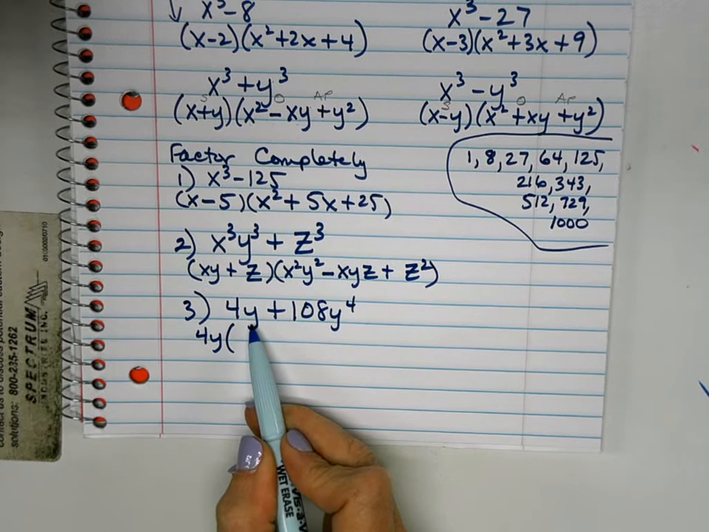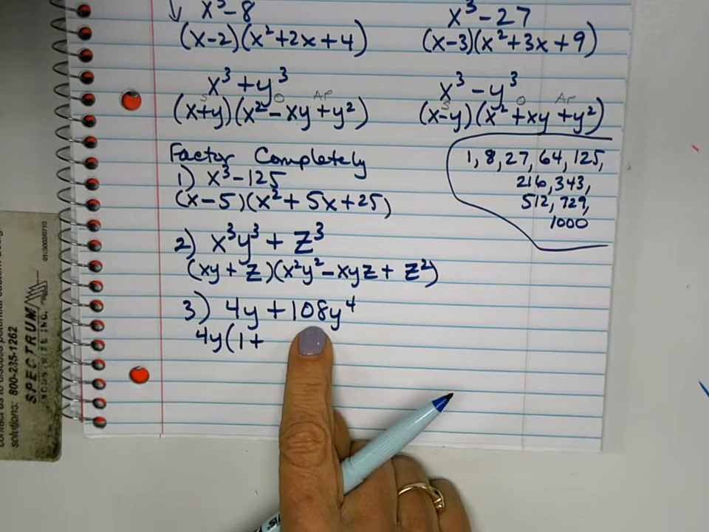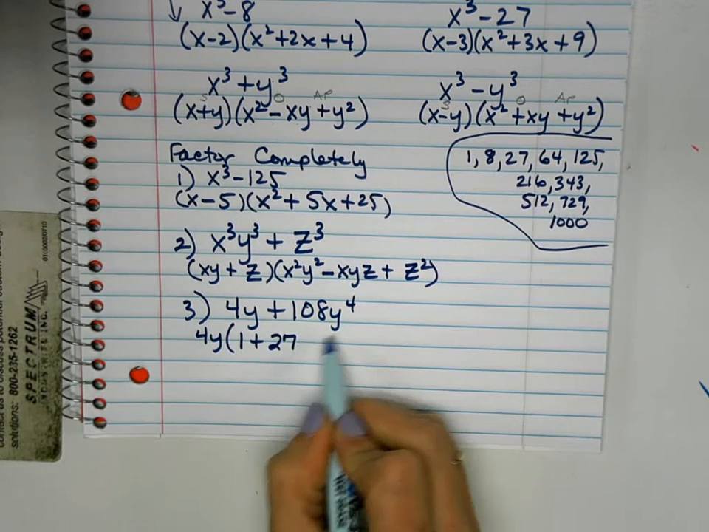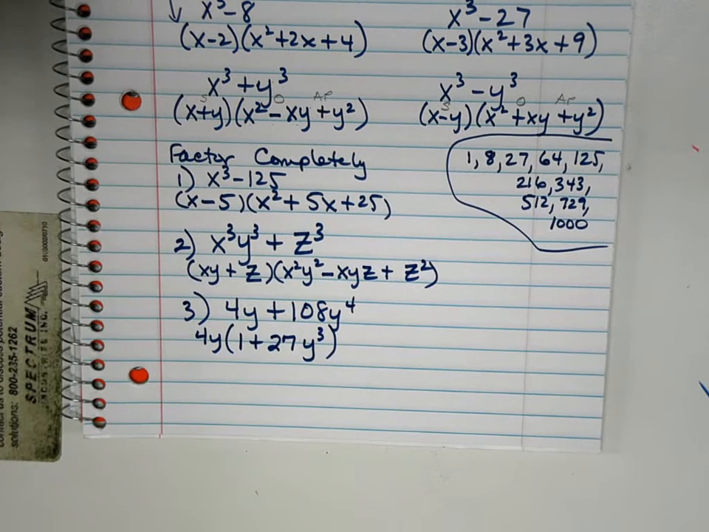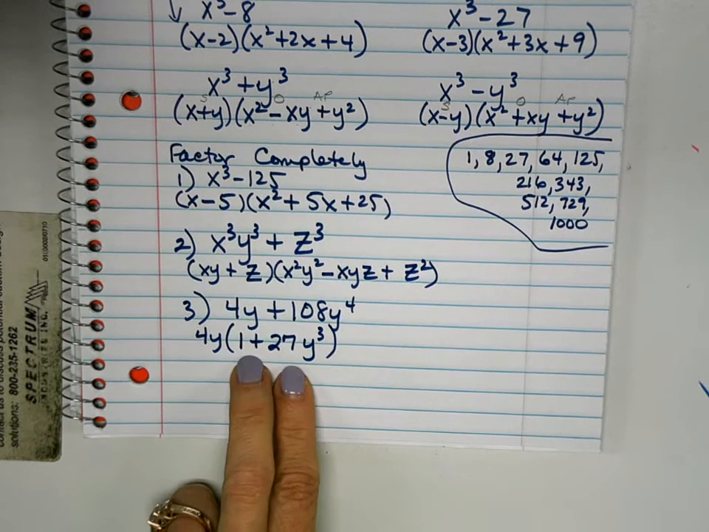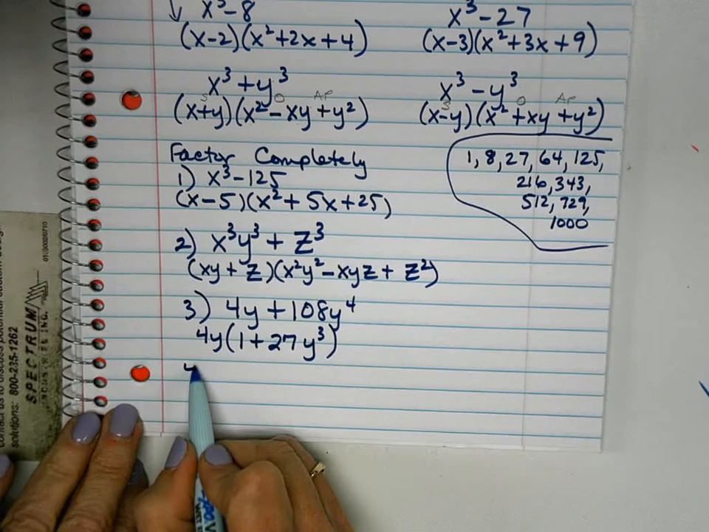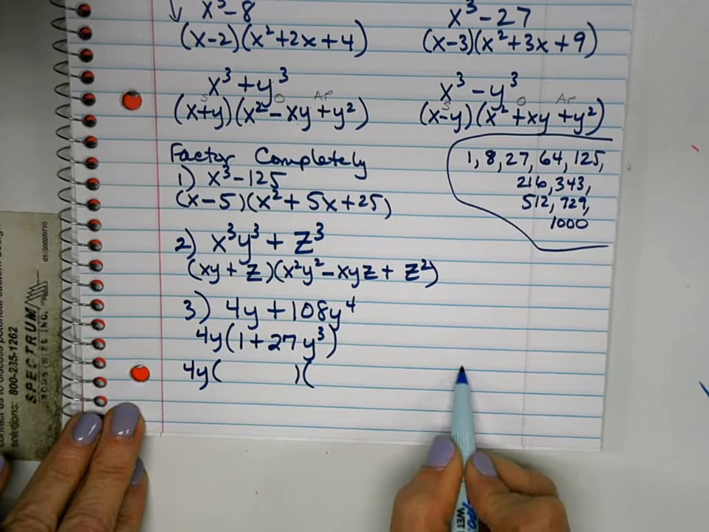What's left here? A 1, right? Okay, and then how many times does 4 go into 108? 27. Okay, and then if I pulled a y out, I'd have y cubed. Now you'd have to see those are perfect cubes, right? So we're going to SOAP that part. You just keep the 4y, just carry it down. Set up the binomial and then the trinomial.